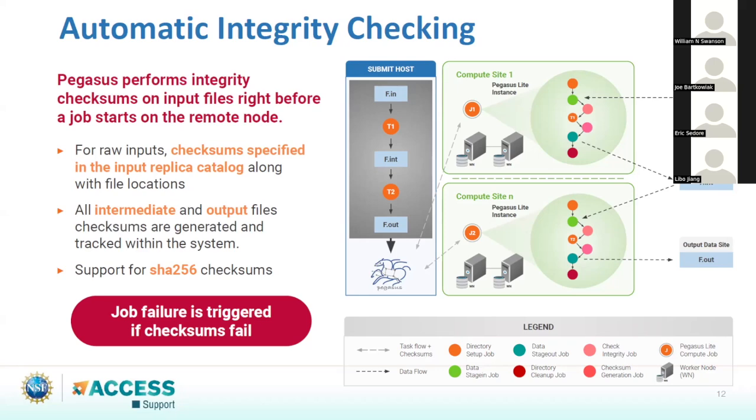But the red thing here, job failure is triggered. So if we do detect an integrity failure, we stop and we're not going to compute. That's a job failure that we add into the DAG.